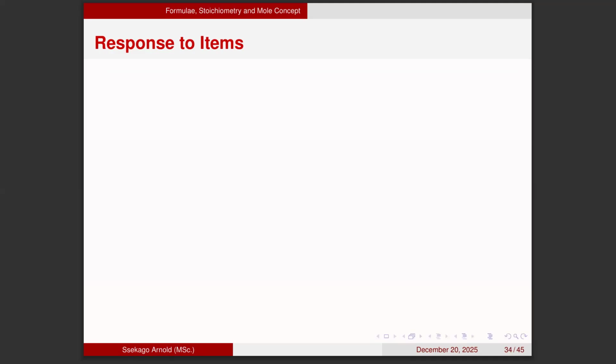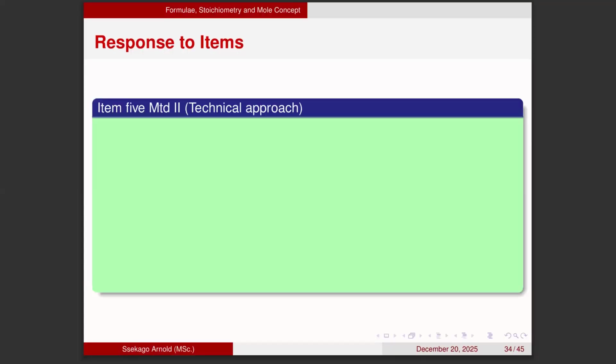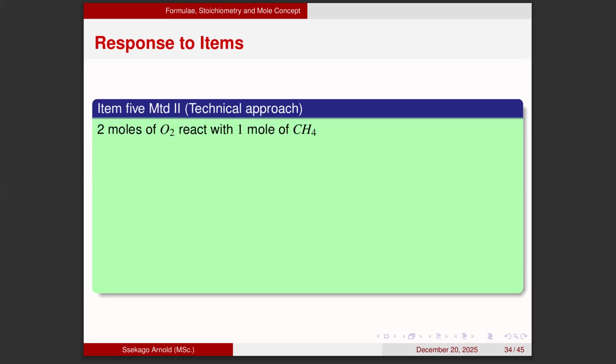So this is the first approach. Then the second approach, the technical approach, arises from the equation. You have to interpret the equation. From the equation, we have seen that there are 2 moles of oxygen and 1 mole of methane. So 2 moles of oxygen react with 1 mole of CH4, because all these things are on one side.